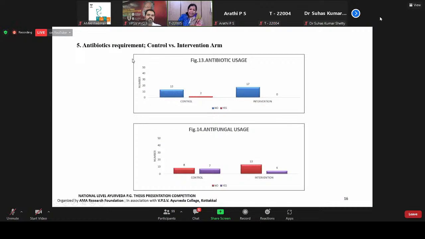And moving on to the antibiotic requirement, none of the patients in the intervention arm required antibiotics in comparison with 2 patients in the control arm who required antibiotics during the course of the study. And regarding antifungal usage, 7 patients in the control arm used antifungal therapy during the course of the study compared to 4 patients in the intervention arm.